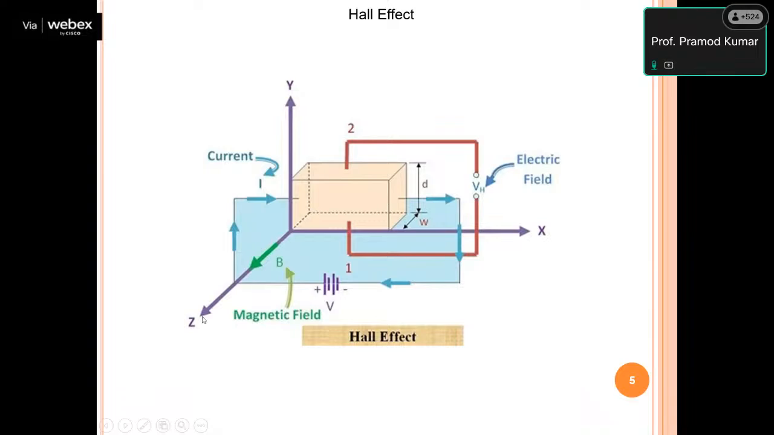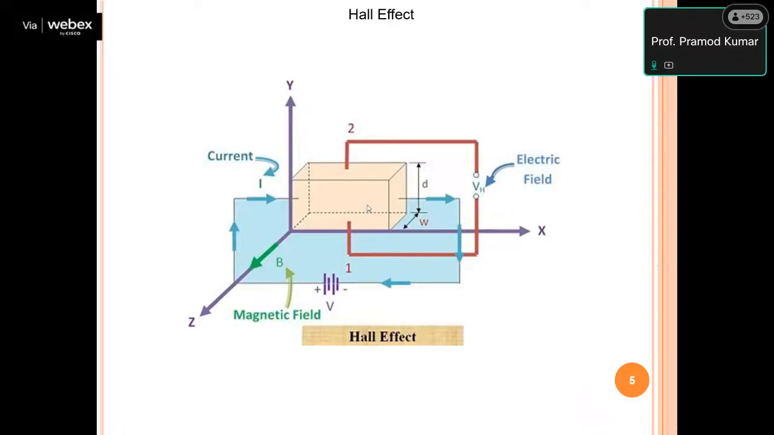Then a voltage develops perpendicular to this electric field and the magnetic field. That voltage is known as the Hall voltage. So this is the basic concept of the Hall effect, which was discovered by Edwin Hall in 1879.